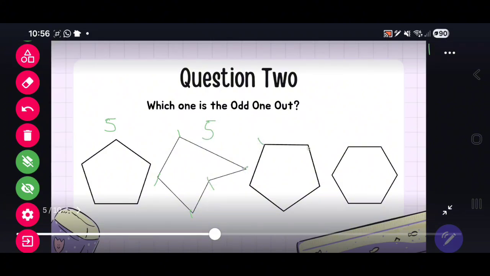Now this one has 1, 2, 3, 4, 5. This one has 5 sides, and this one has 1, 2, 3, 4, 5, 6. This one has 6 sides. These 2 here are both regular pentagons, but this one in the middle is an irregular pentagon. But that means that they're all pentagons, which is totally fine. So the odd one out would be this one over here.